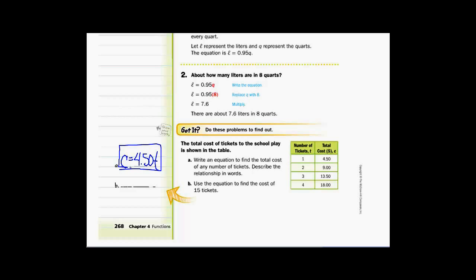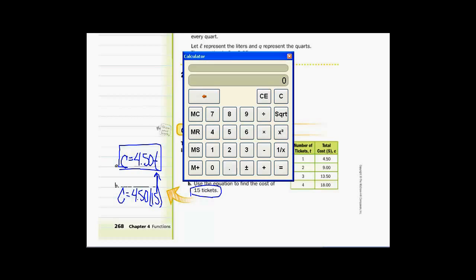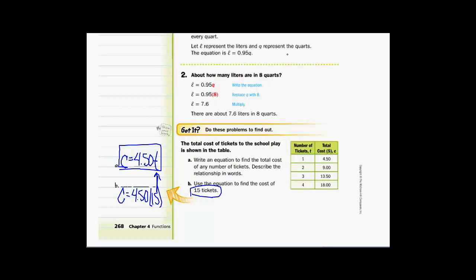Now, if I want to do 15 tickets, guess where I'm going to put the 15? Where my ticket variable is. So the cost would be 4.5 times 15. So using our calculator, I would take 4.5 times 15. 67.50 would be my answer.